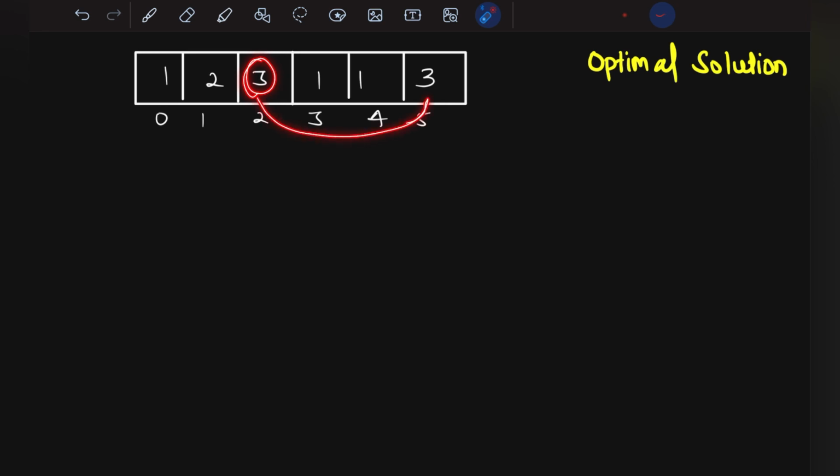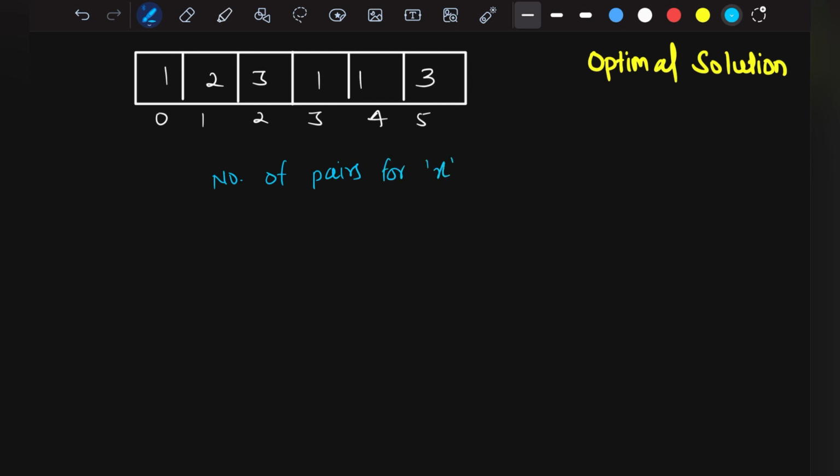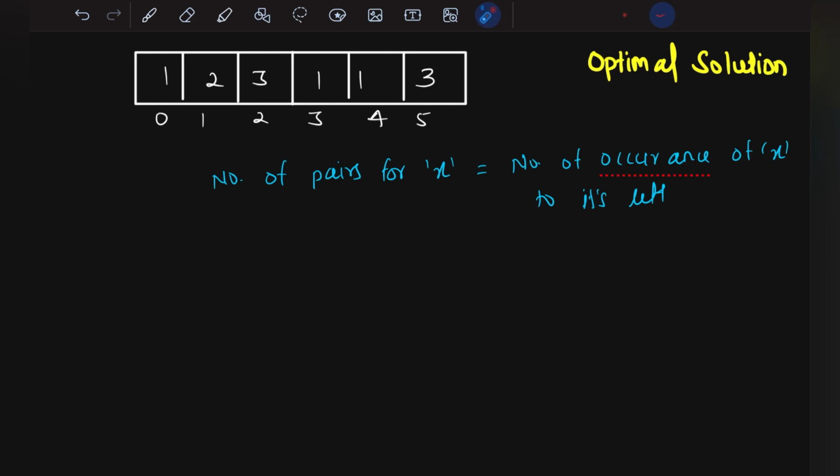Therefore the total number of pairs possible is exactly 1. For this one there are 2 ones present, therefore the total number of pairs will be 2, right? So can we say that the number of pairs for x equals the number of occurrences of x to its left, right? Means if I'm here, the total number of pairs with this one will be 2, because there are 2 ones to the left of this one. So this is what it means.